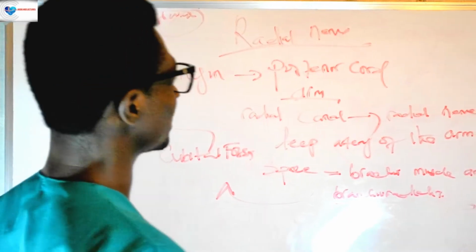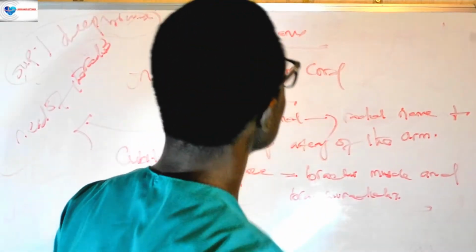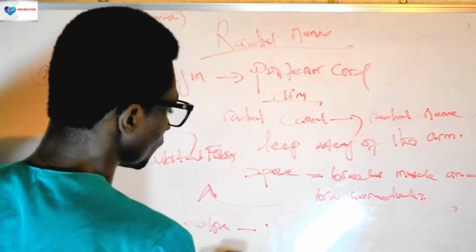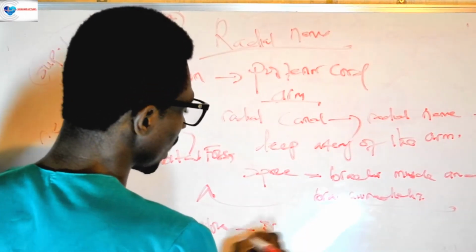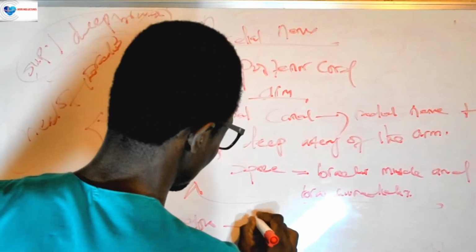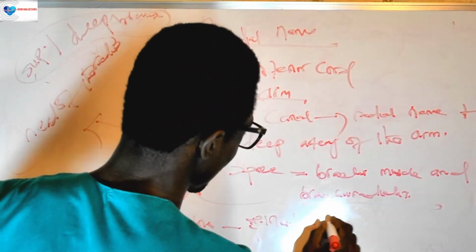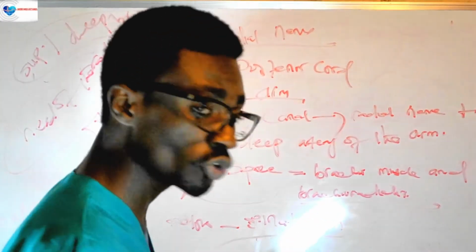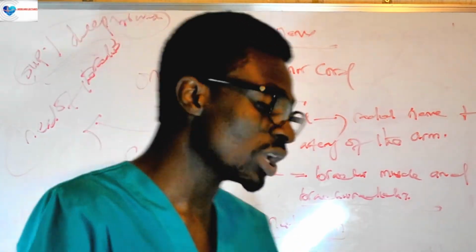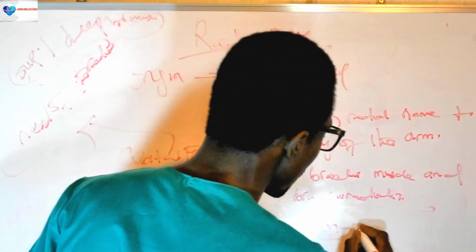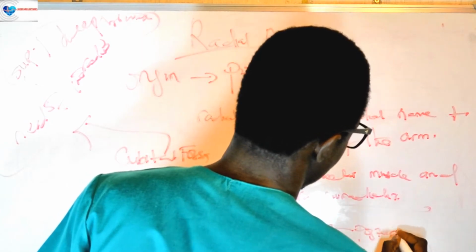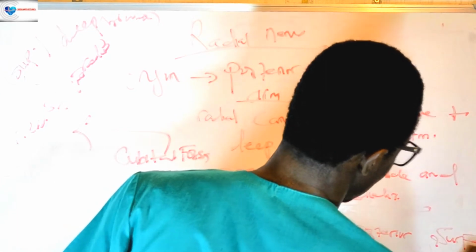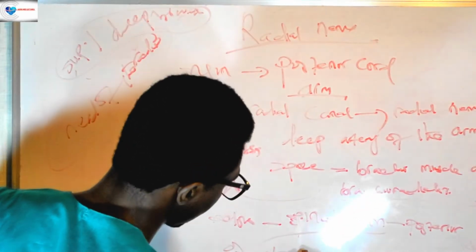Now, the deep branch. Let's start with the deep branch, guys. This deep branch runs below the supinator. Understand? It runs below the supinator muscles, guys. So when it runs below the supinator muscles, it now goes to the posterior surface of the forearm, of the forearm, guys.